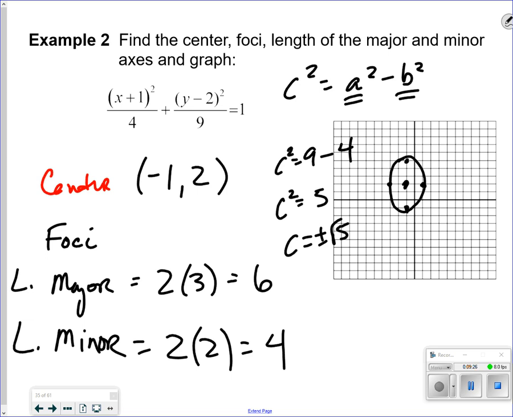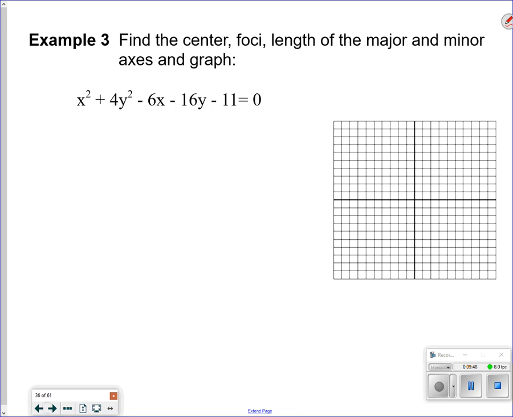What that means now, I am going to go c from the center, and I'm going up and down. The reason I'm going up and down is because the major axis is vertical. So I'm going to go plus and minus the square root of 5 on the y-axis, because again, that is the major axis here. Now I have to do the same thing by completing the square.